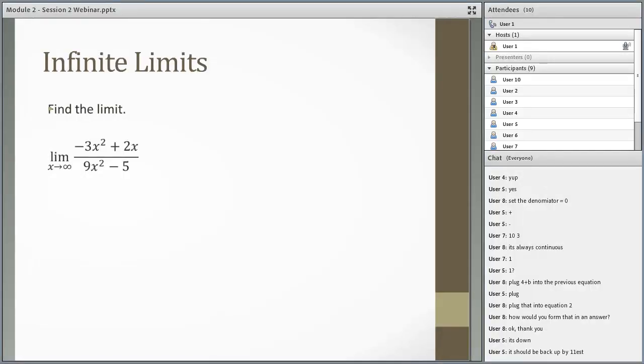Okay, so infinite limits. We had a couple examples in the last webinar where we ended up getting an infinite value for the limit, or the graph heads towards infinity. But what about if we were taking the limit as x approaches infinity?